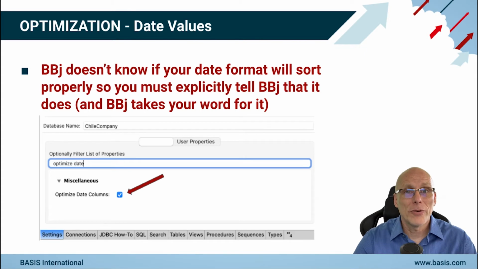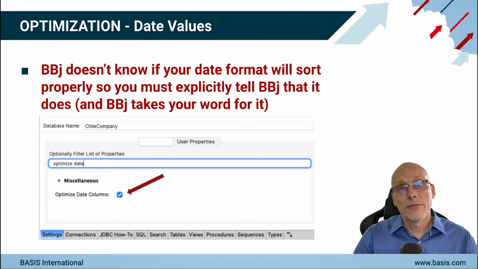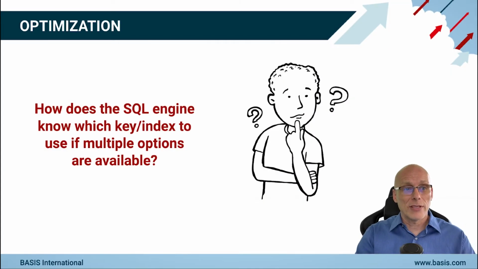So what you want to do is go into the database settings, and there's an optimized date column setting there. If you know that your date format sorts properly, then just put a little check mark in there, and then BBJ will use that for optimization. This is a good thing to check if you are experiencing slowness when looking up date values. It may be that all you need to do is come in here, put a little check mark there, and make that change at the database level.